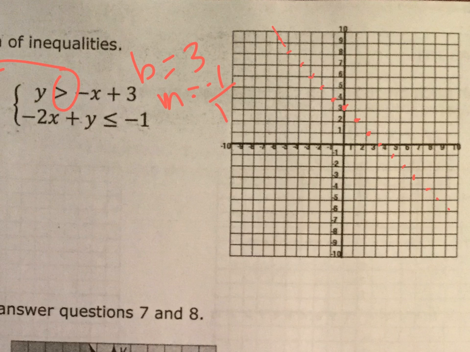So here we go. Just connect a couple of these points and make it a line. Okay, dashed line. Now, should I shade above or below? Well, it's greater than, so I would say above. But let's pick a test point.